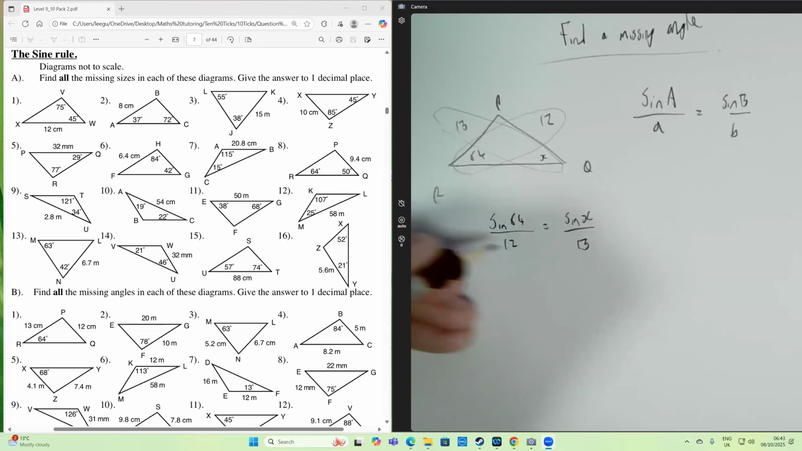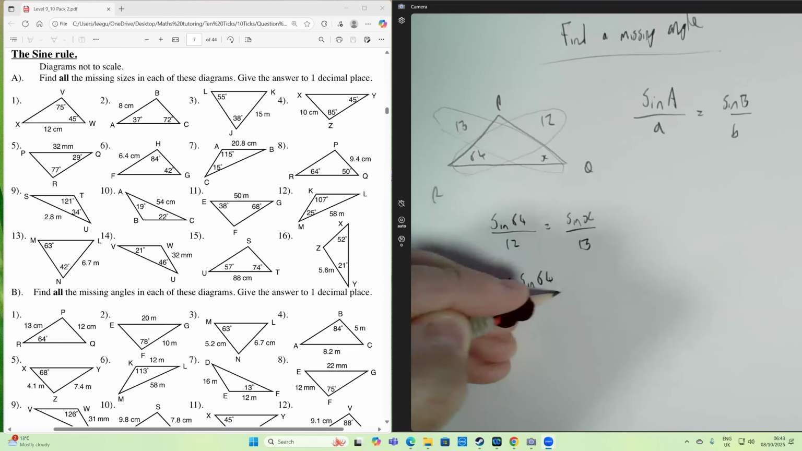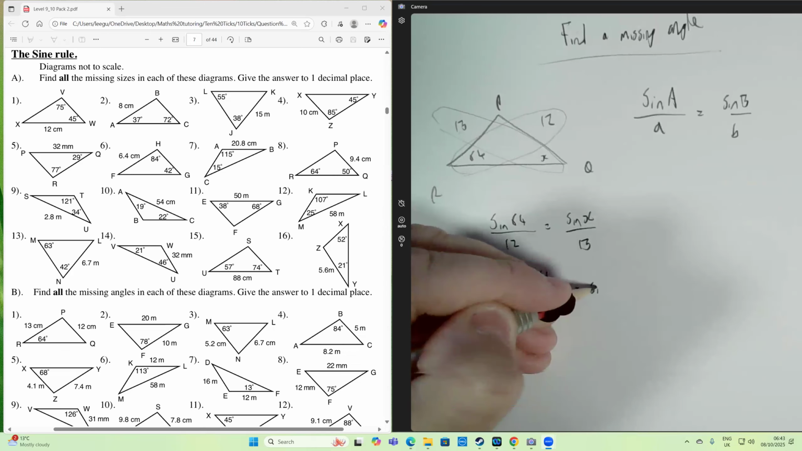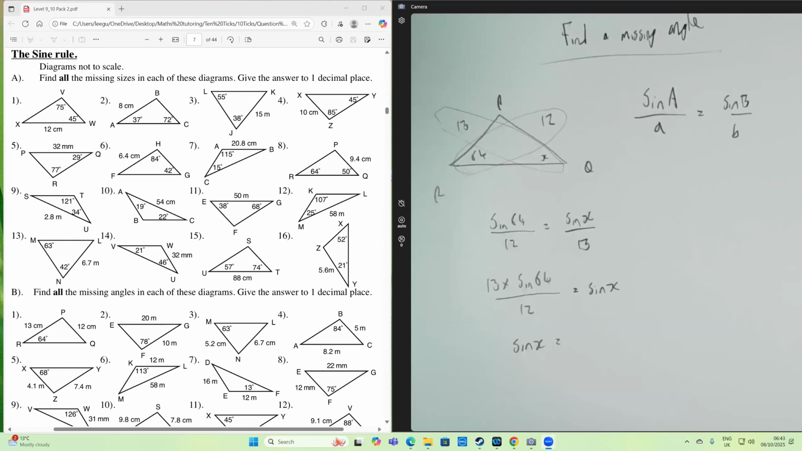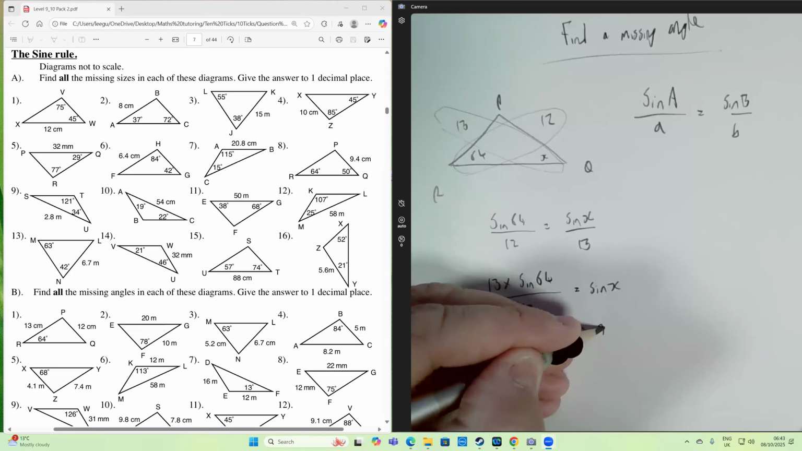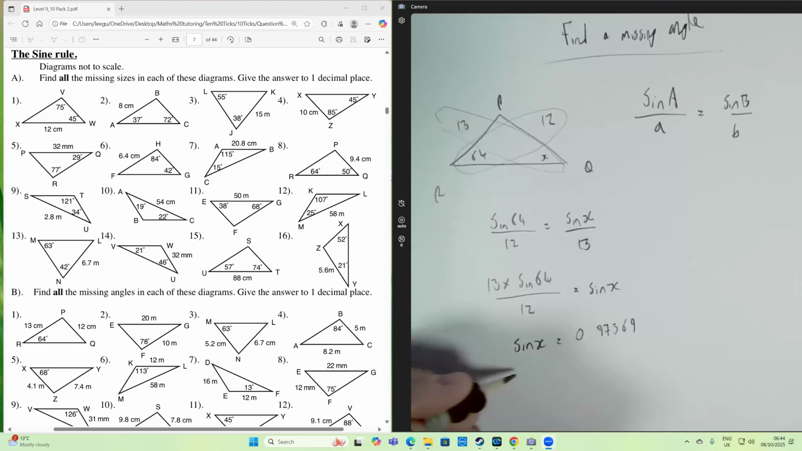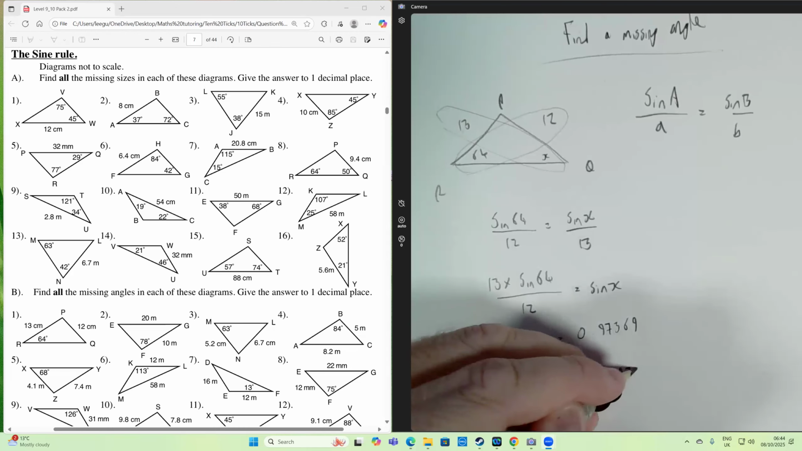So now let's multiply by 13. So 13 times by sine 64 all divided by 12 equals sine x. So therefore sine x, let's work that out on our calculators, is equal to 13 times by sine of 64 all divided by 12. 13 times by sine 64 divided by 12 is equal to 0.97369. So therefore x is equal to inverse sine of that, 0.97369.